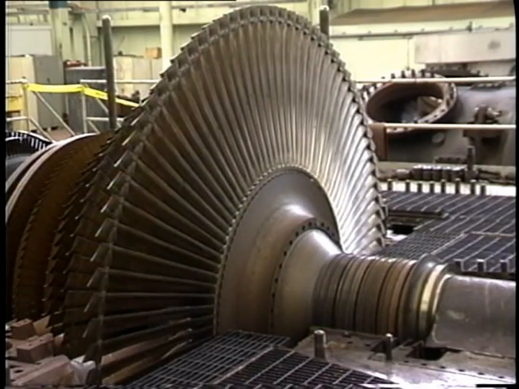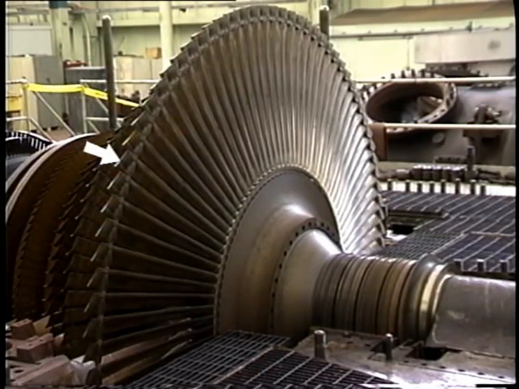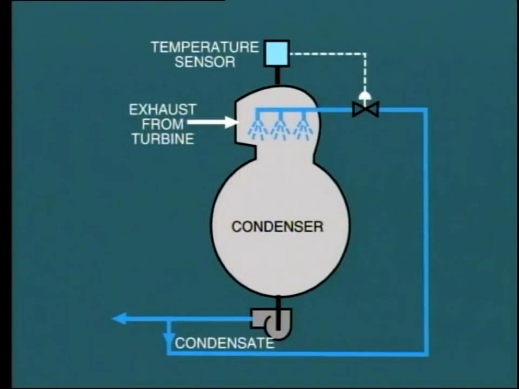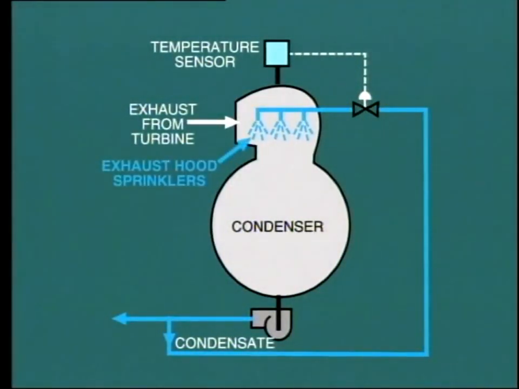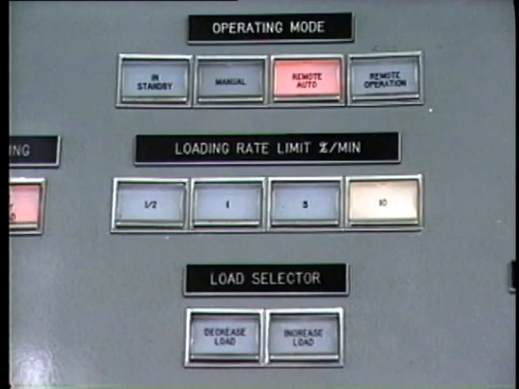The speed of the outer periphery of these blades approaches the speed of sound, and this creates tremendous friction even under near vacuum conditions. In fact, some turbines are fitted with exhaust hood sprinklers, which are activated if the hood temperature rises above 180 degrees Fahrenheit. Another more mundane reason for loading to about 10% is to allow all of the automatic control systems to be brought into service and stabilized.